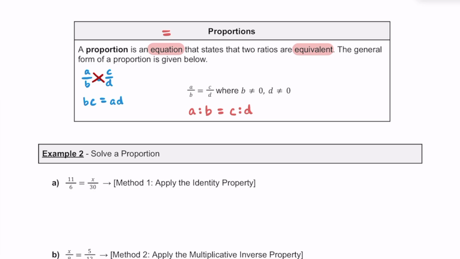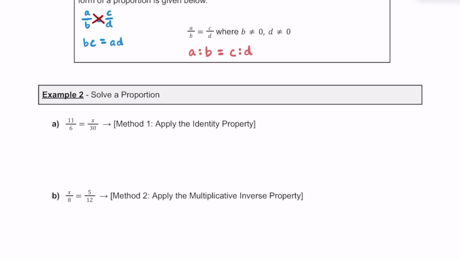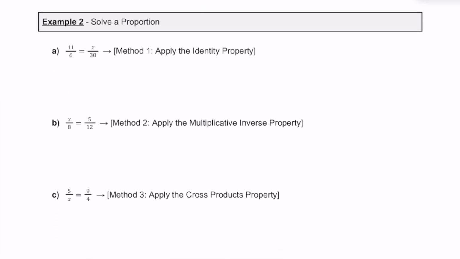All right, as long as you have 3 of the values of a proportion, you can solve for the fourth one if it is unknown. So let's go ahead and try practicing that now. All right, so I have a few different methods we can talk about here.